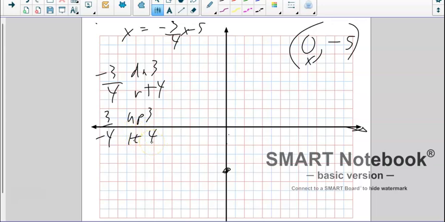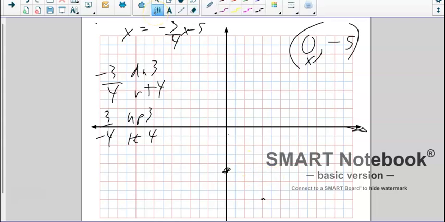So let's see how that looks. Down 3, 1, 2, 3, right 4, 1, 2, 3, 4. Now if I connected those dots, my line would be going downhill. So that's good. It's always a good way to test that to make sure you don't put the dot over here, and your line would be going uphill. And we don't want that. It's a negative slope, and it should be going downhill.